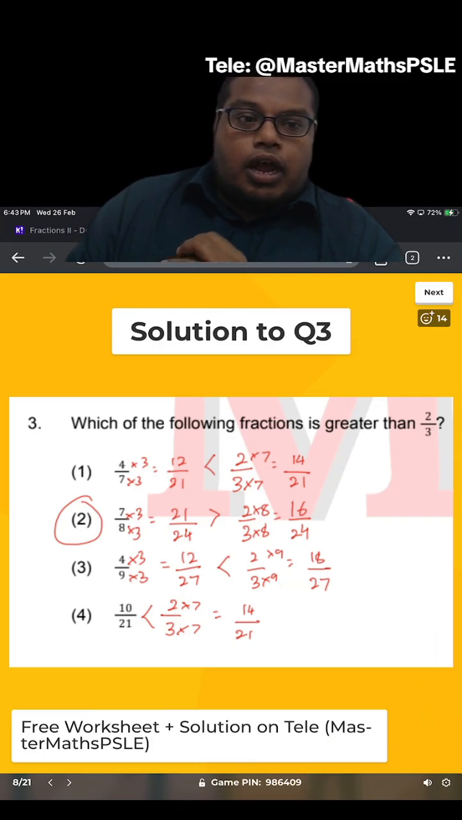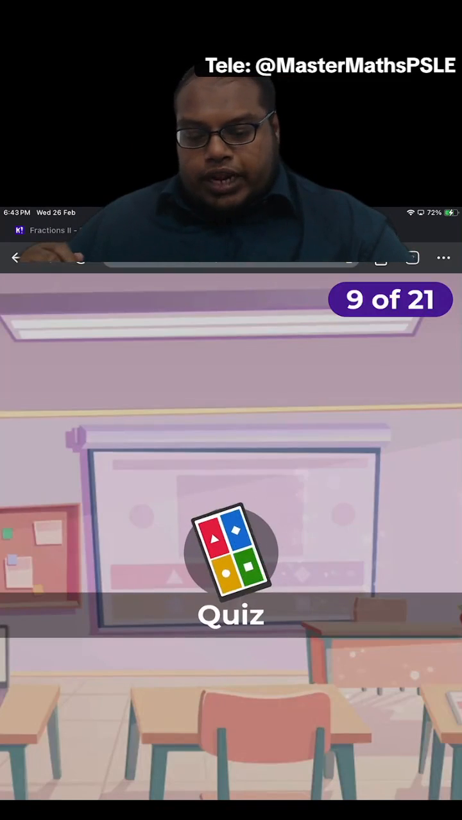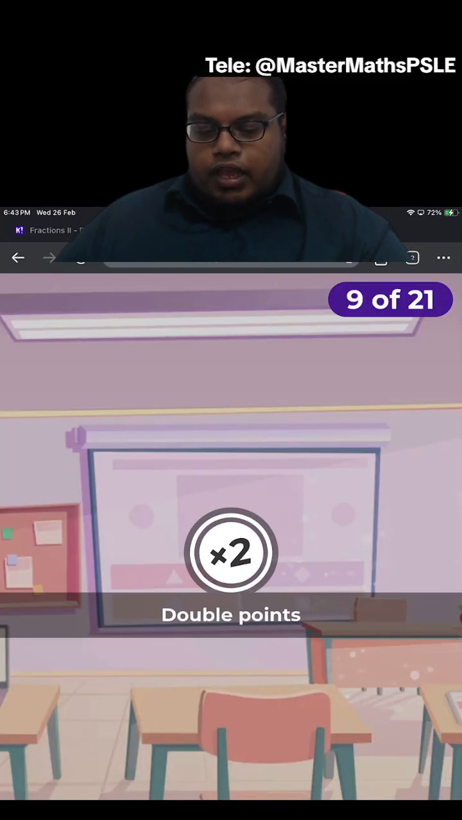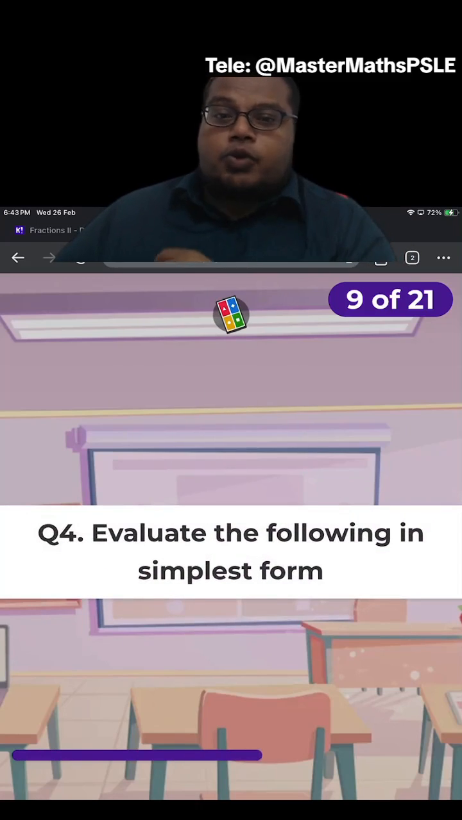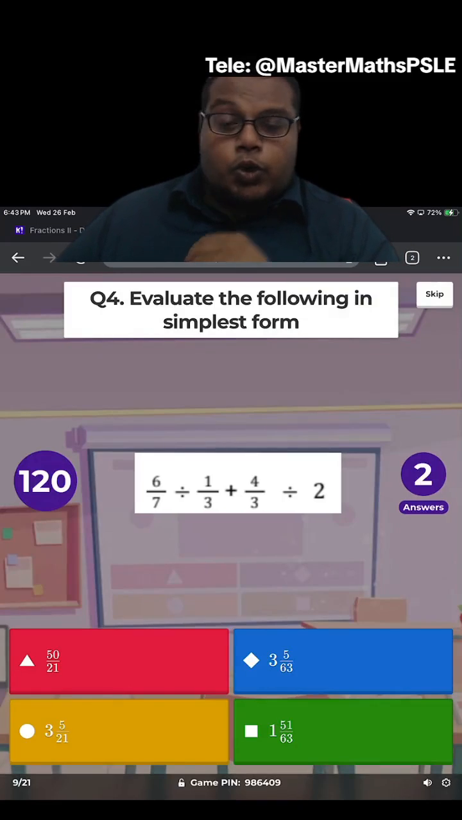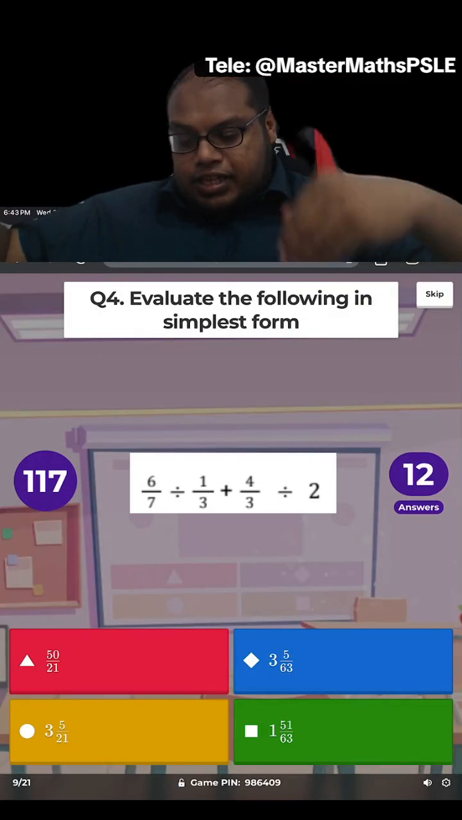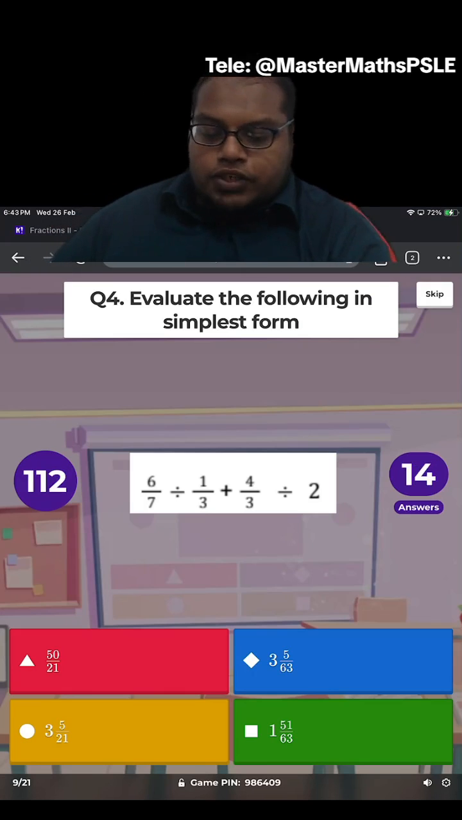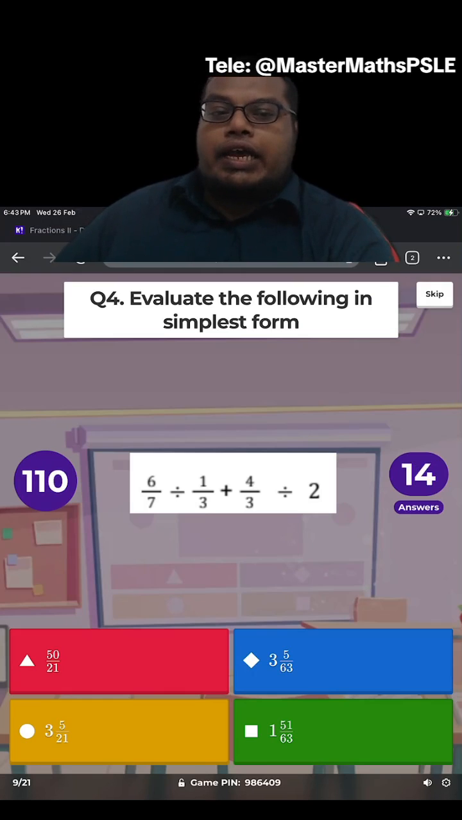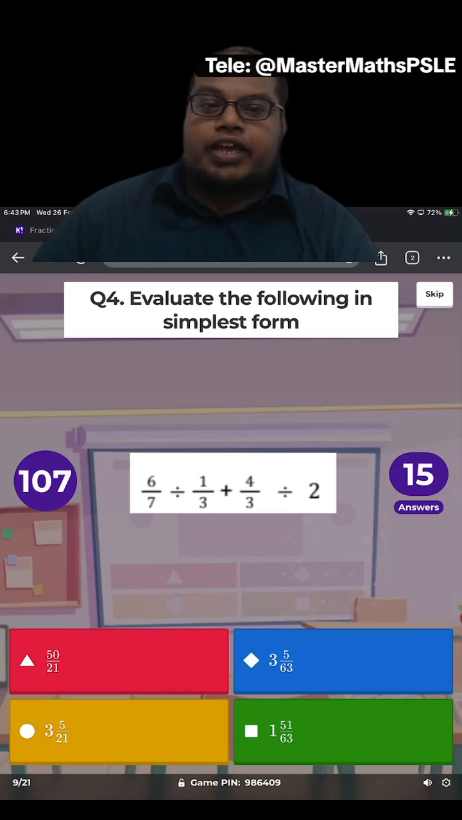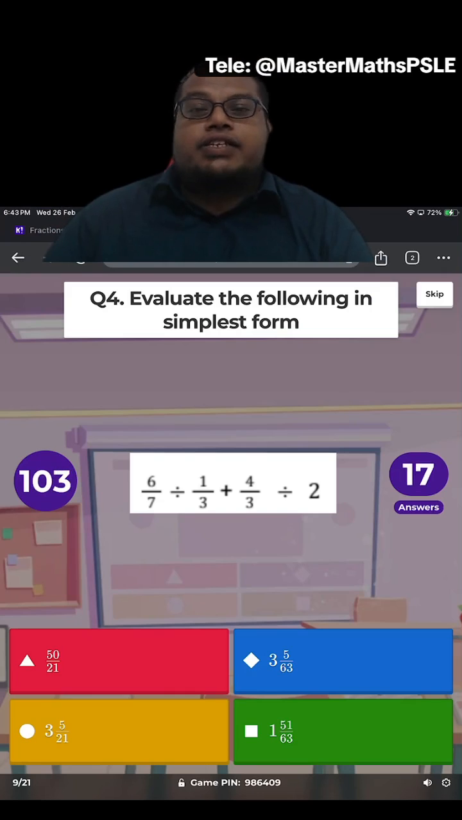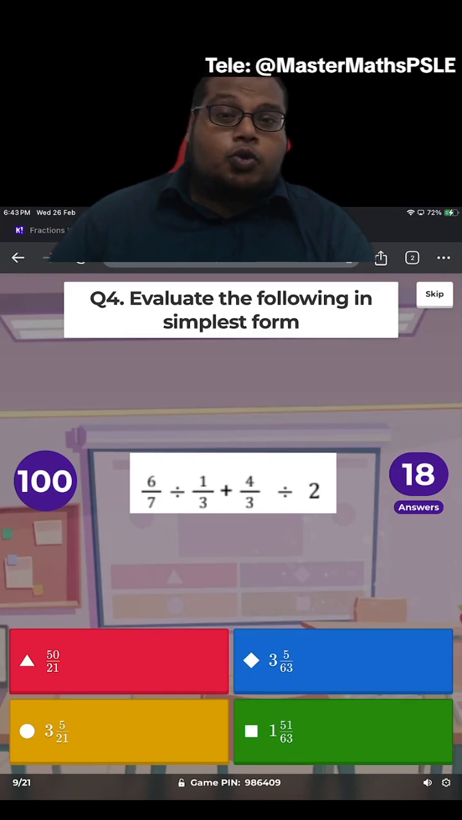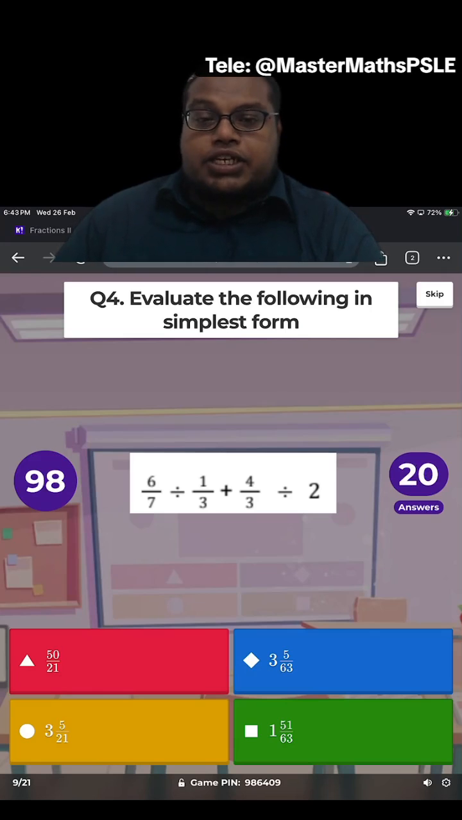Alright, now let's go to the next question. The next question is a double points question. So who knows, this will help you go up the rankings. 6 over 7 divided by 1 over 3 plus 4 over 3 divided by 2. This is your order of operations. So remember, which one do you do first? Do you do the plus first, or do you do the divide first, or do you do the multiplication first? Which one?